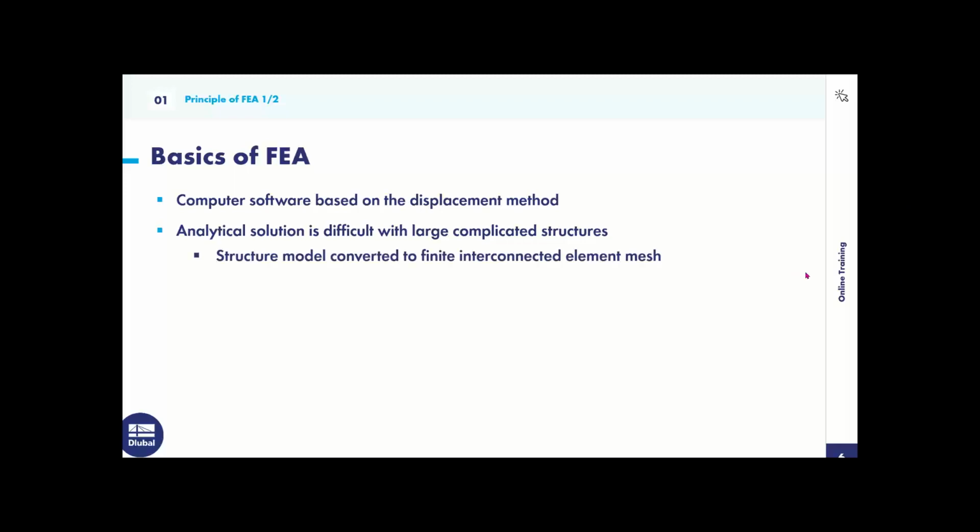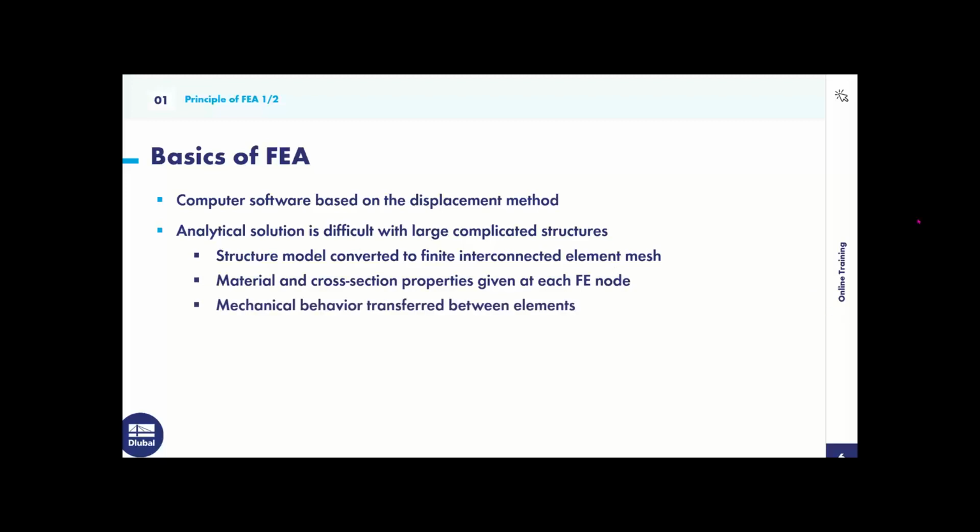The structure within an FEA is converted to a finite interconnected element mesh, and then the material and cross-section properties are given at each finite element node. Once that's done, the mechanical behavior is transferred between these elements. A word I'd just like you to remember or walk away with is discretization. This is where the structure is being submeshed into finite elements.